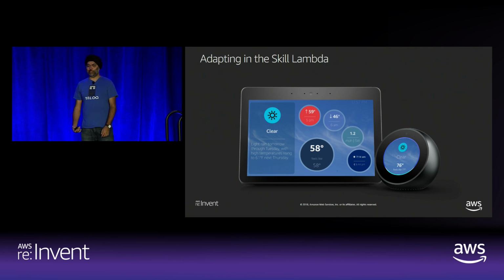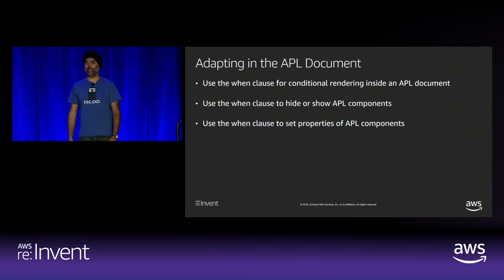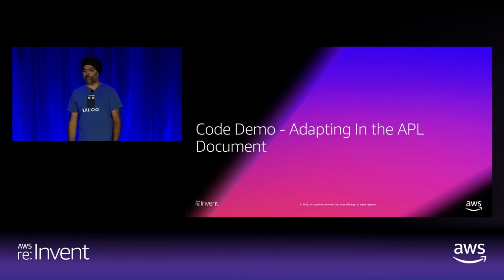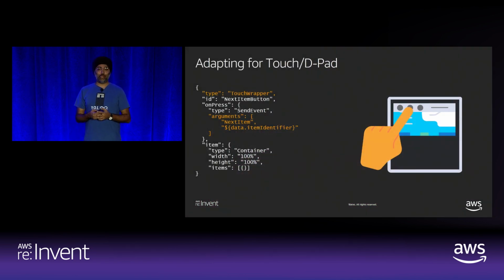OK, so we've talked about adapting in the skill lambda. We've talked about adapting in the APL document using the when clause. The third thing I want to talk about is adapting for inputs. Alexa devices tend to have inputs other than voice, especially ones with screens. Echo Show and Echo Spot and hub-style devices, including tablets, have touch, whereas Fire TV has a D-pad based remote control. Other TVs have similar inputs.